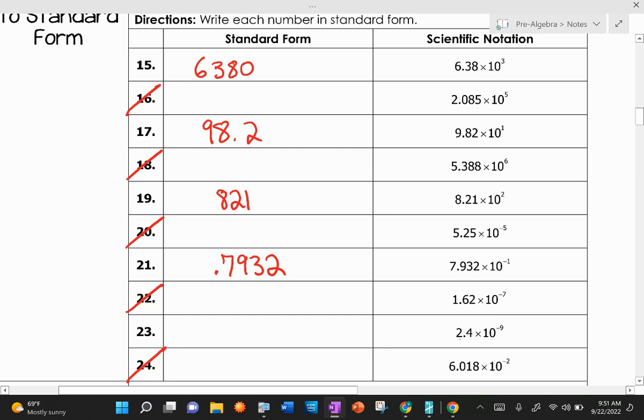But it's 9.82. So it's 9. Wait, since it's negative, it's not negative.